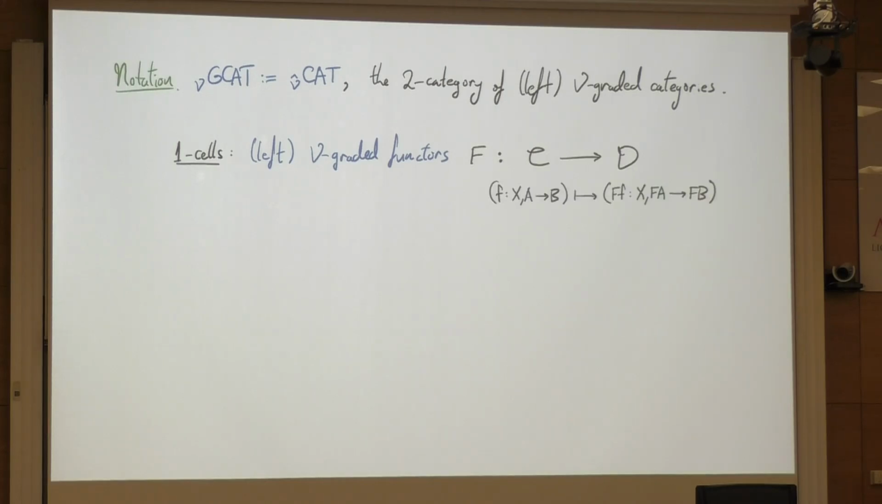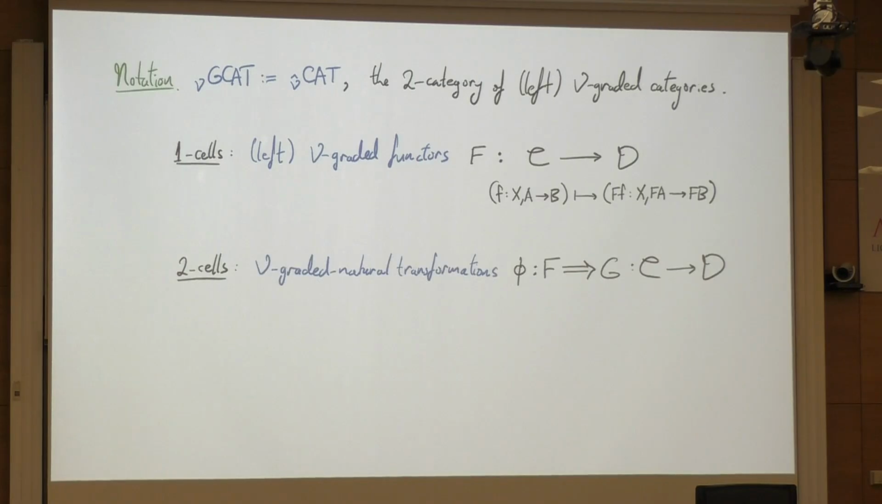And a left V-graded functor assigns to each graded morphism, F, a graded morphism of the given form. Of course, it has also an assignment on objects. And a V-graded functor preserves composition, identities, and reindexing. The two cells here I call V-graded natural transformations.